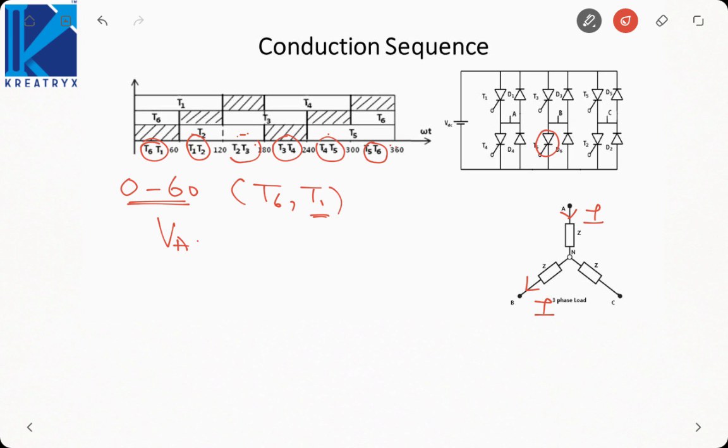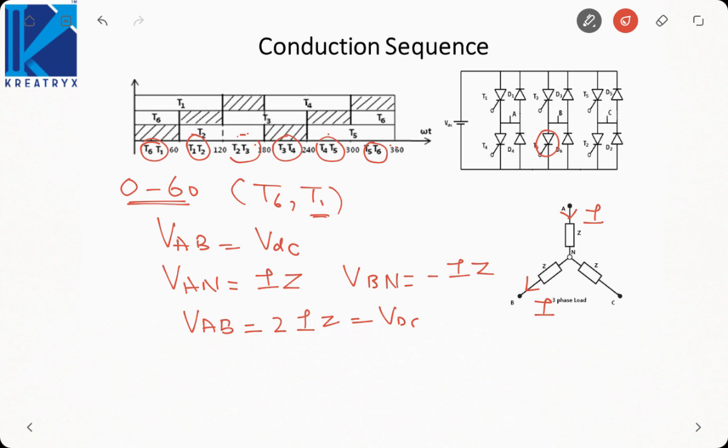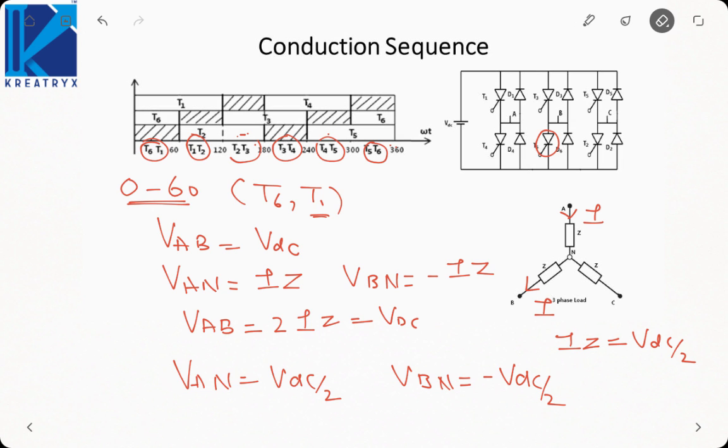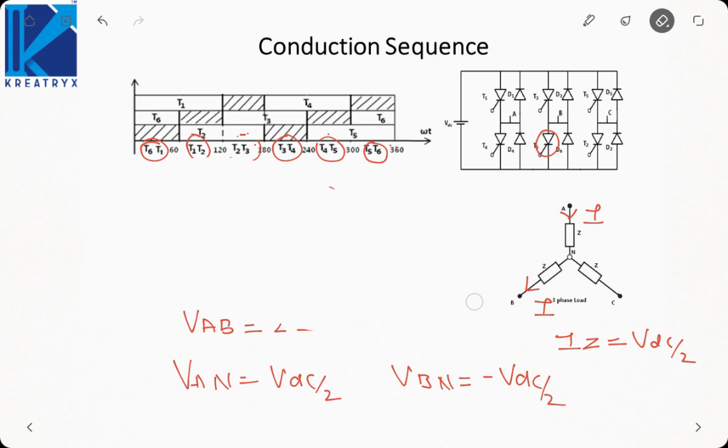Now we know VAB was actually equal to VDC, and here VAN is actually IZ, VBN is actually minus IZ since current is going out, due to which VAB is equal to 2IZ, which is VDC. So in this case, IZ comes out to be VDC by 2. So VAN is equal to VDC by 2. VBN is equal to minus VDC by 2. Next, let us check out the case from 60 to 120.